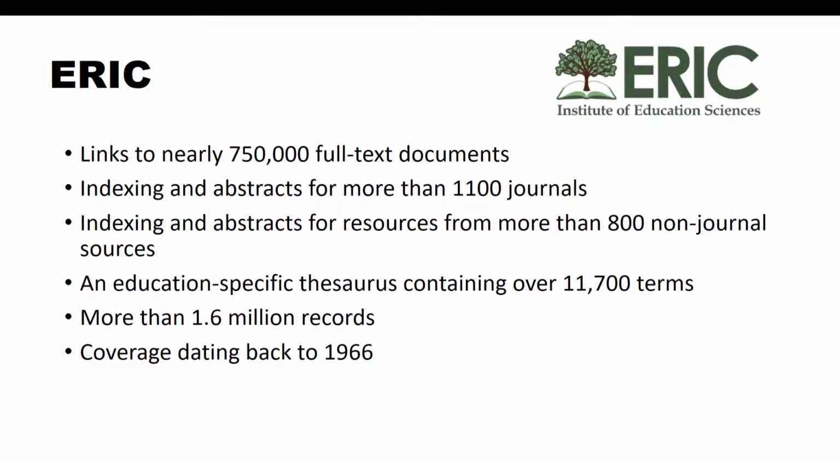The next one is ERIC. ERIC is an interesting database because it contains indexing and abstracting for more than 1,100 journals, but it also has different kinds of documents in there that you won't be able to find anyplace else. It has studies that have been done at different institutions or different schools, different kinds of conference papers, other kinds of reports and research studies that have not been published anywhere else. And so in the ERIC database, you can find some unique types of resources that you can't find in other databases.